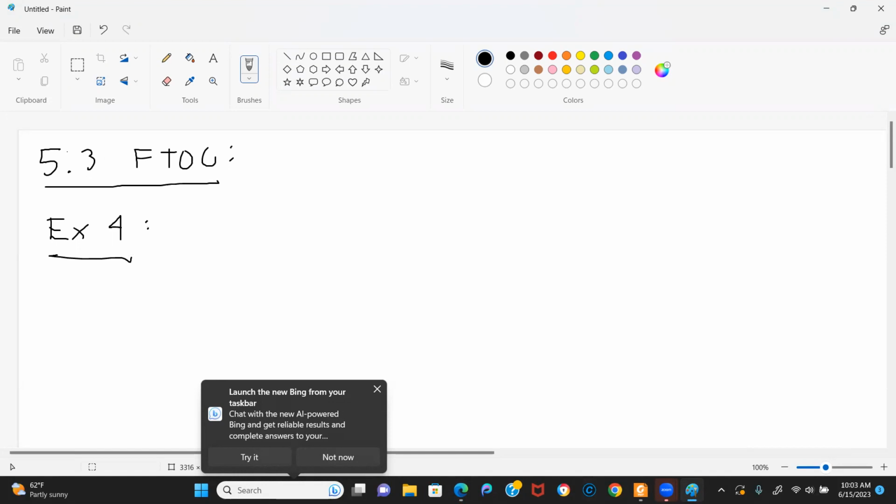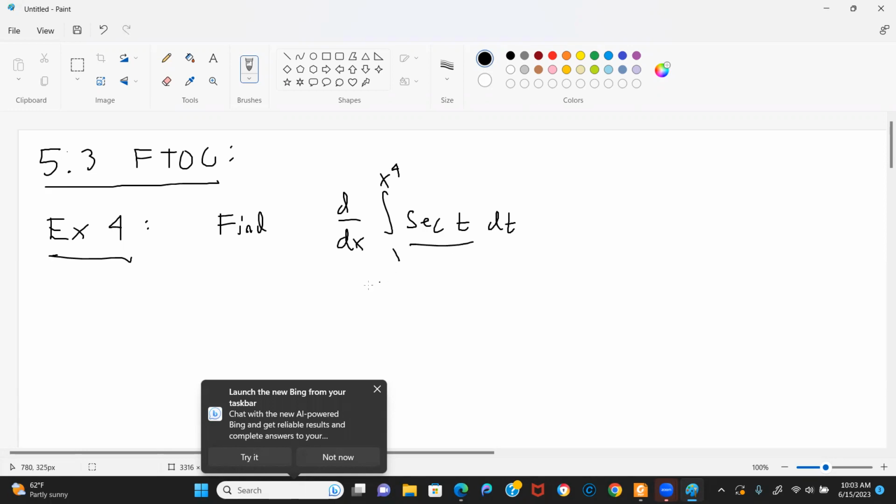All right, so example 4 says we want to find the derivative of the integral from 1 to x to the 4th of secant t dt. Now, you might say to yourself, "Ooh, this is really going to be awful because I have the secant function." That's actually not the hard part.